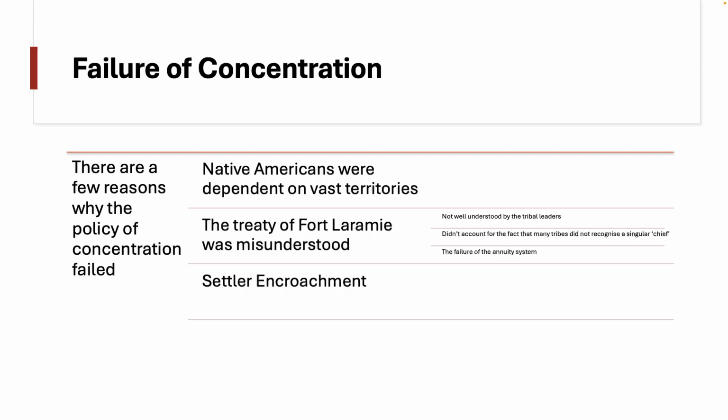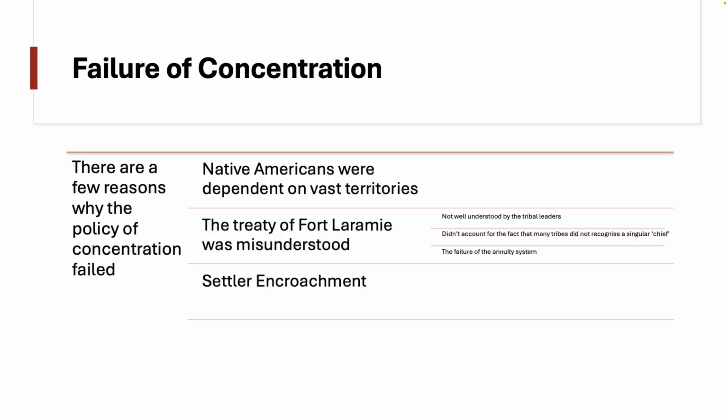And then another reason, of course, that the permanent frontier policy failed, as well as this policy of concentration, is just settler encroachment. Again, it's a very simple response to why this policy failed. Settlers encroached on native lands, often disregarding their treaty boundaries. Westward expansion begins to intensify.